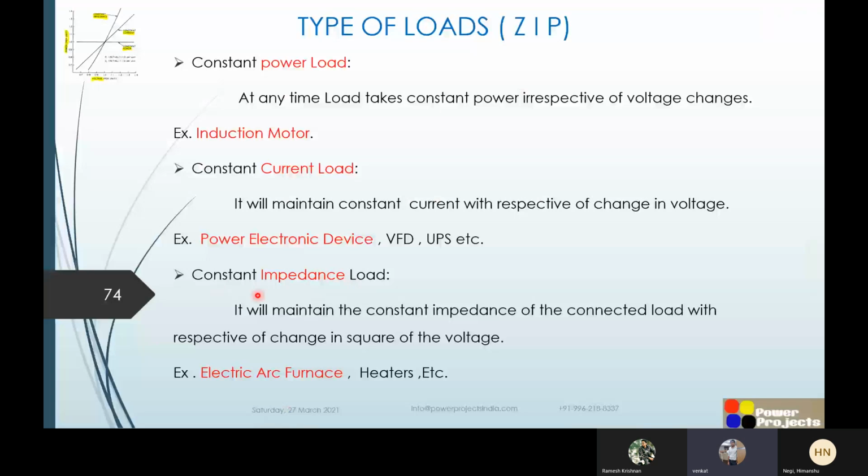Other than that, the other load which remains is the constant impedance load. Constant impedance load comes under our heaters. We have heaters in our house, right? Heaters and all fall under a constant impedance load. What it does is the impedance remains the same, with respect to the square of the voltage. That is how the constant impedance load works.